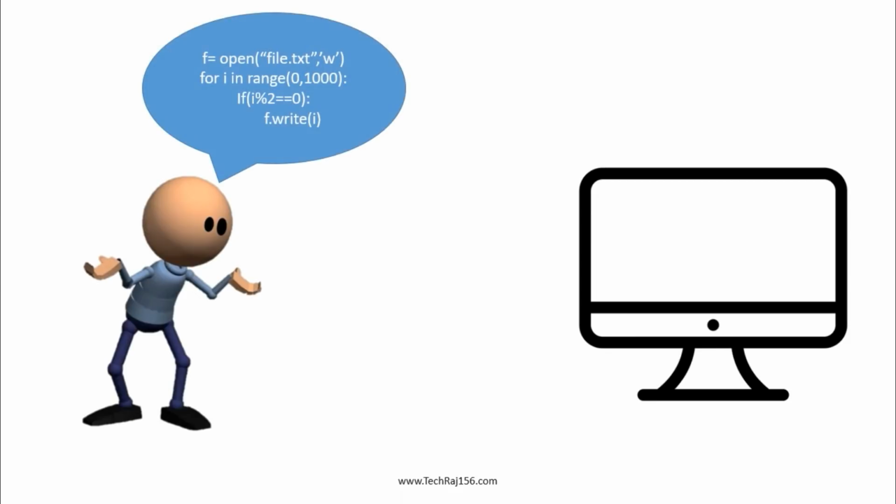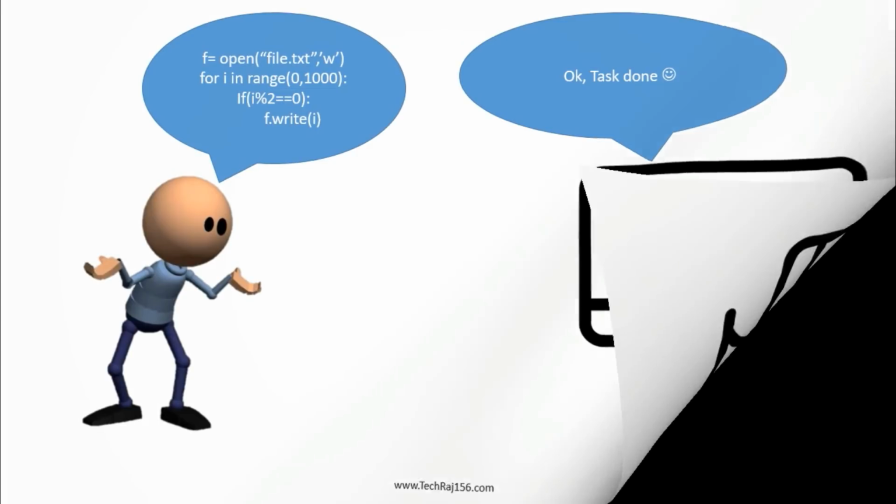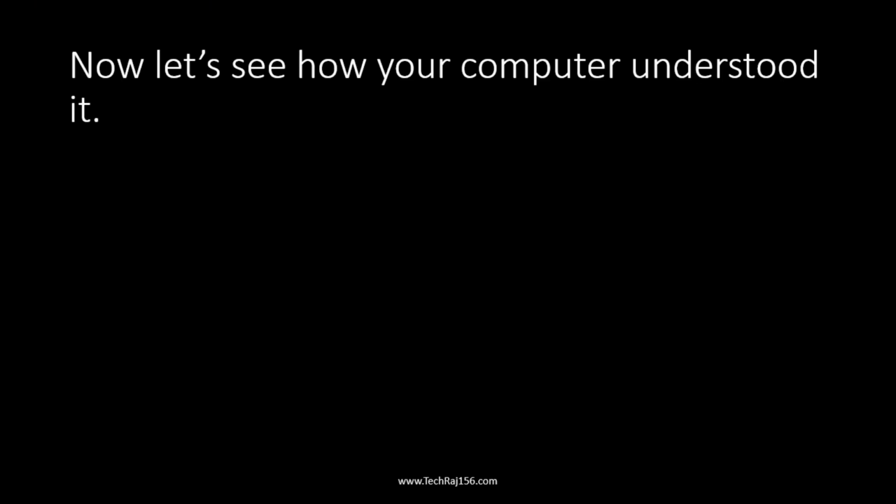So in the next scene, there's your computer once again, and there is you, and this time you're going to write a Python code which can print the first 1000 even numbers into a text file. So you're giving this as an input to your computer. You're giving these commands to your computer, and now the computer says task done with a big smiling face, which means it has successfully done the task which was assigned to it by you. So that is how these things work. And now let's see how your computer actually understood the command that you gave in the previous scene.